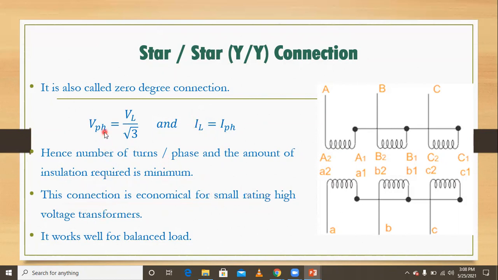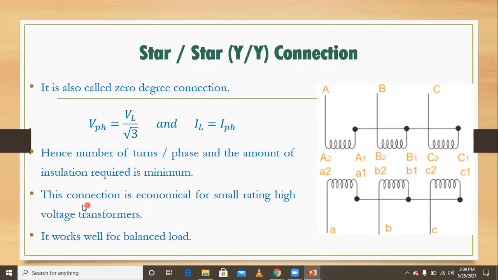Here the voltage is high, so the phase voltage V phase is equal to VL by root 3, and this also increases the voltage capacity. This connection is economical for small rating, high voltage transformers because the voltage handled by the phase winding decreases. That's why it is possible to use it for high voltage.